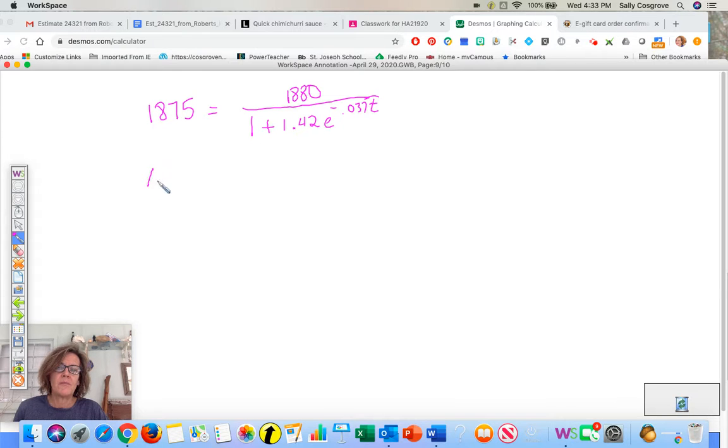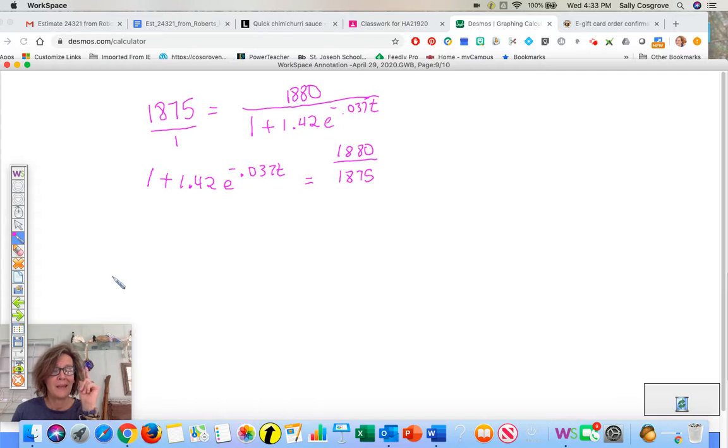So we're going to have 1 plus 1.42 e to the negative 0.037t, right? Which is going to equal 1880 divided by 1875. Okay. Because really, what's over here? This, remember, is really over 1, right? So we multiply these two, multiply those, or you can just say what? Multiply both sides by the denominator. Then to isolate t, we're going to divide both sides by 1875. And there we go.